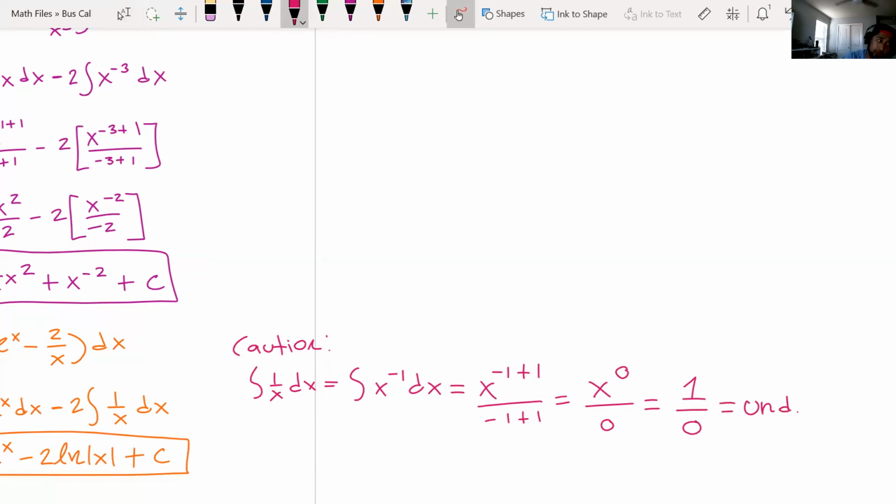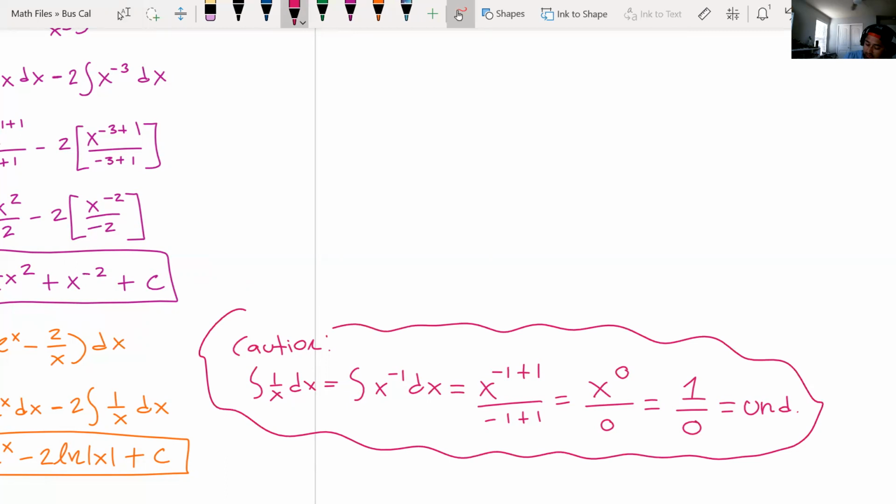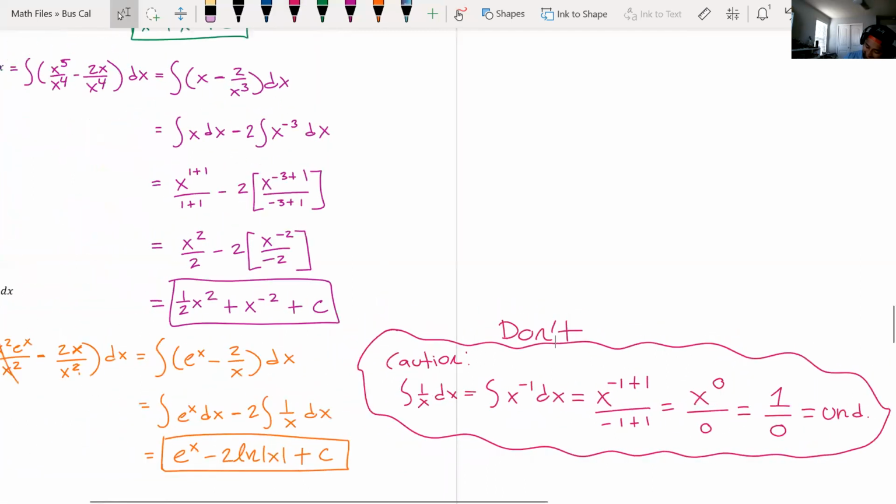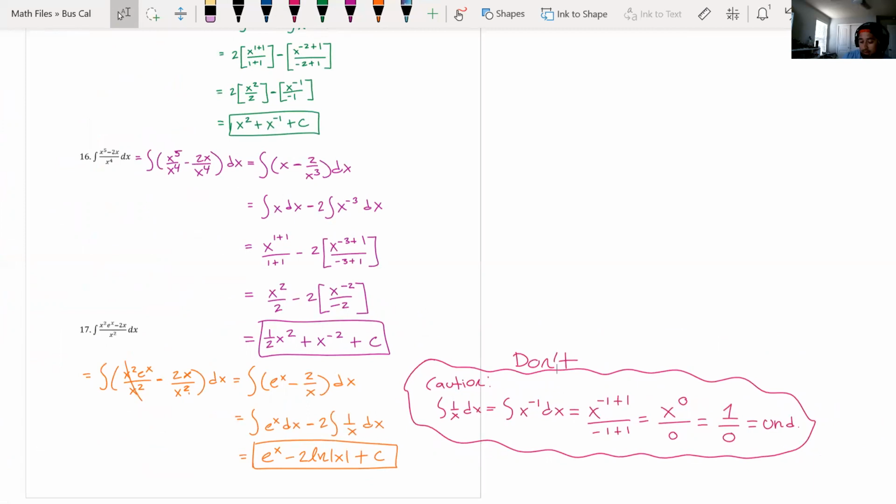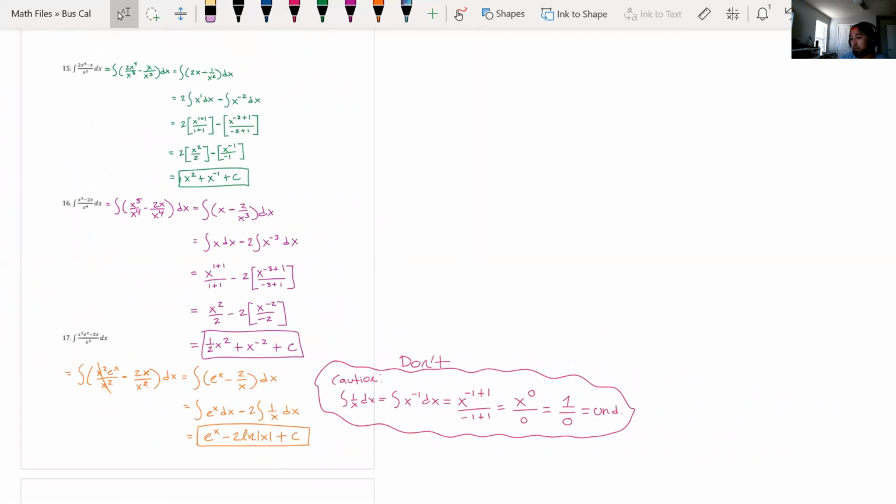Undefined. Can you ever have 0 in your denominator? Nope. So do not make that mistake. That is why we never ever flip 1 over x. Don't. That's it. Just don't. Okay. Any questions on this page or the previous ones? Still a lot of algebra involved, right?